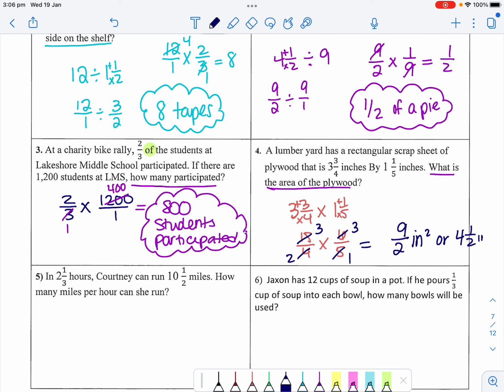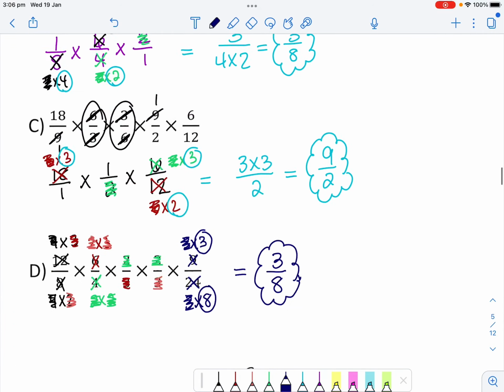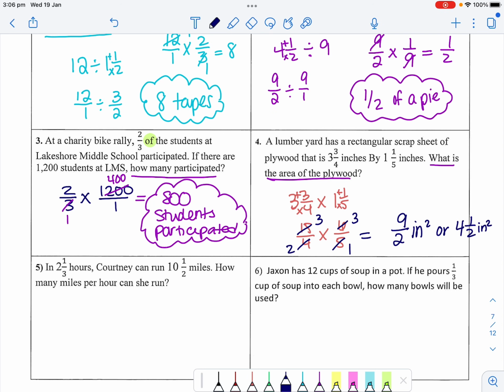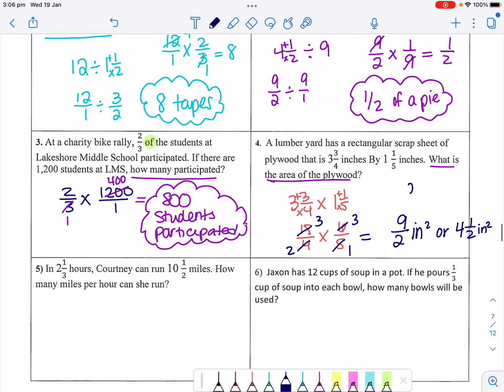4 1/2 inches squared. So to go from the improper fraction to the mixed number, I'm going to say how many times does 2 go into 9? 2 goes into 9 4 times. And then there's 1 left over, so 1 over 2. So that's where that number comes from.